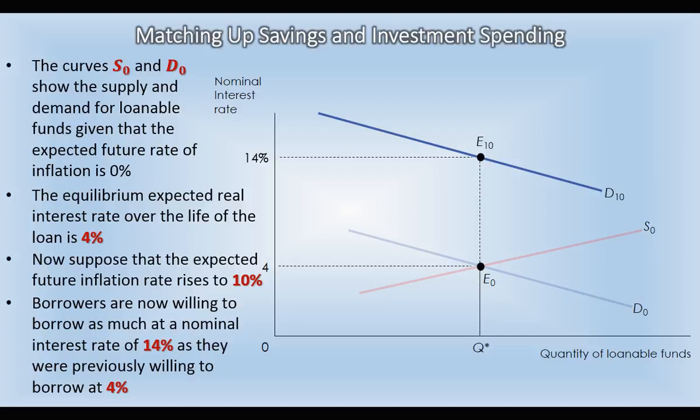And so if they expect there to be 10% inflation, then we expect the demand curve in the loanable funds market will shift up to the point where the new point of equilibrium will be at 14%. So at any given interest rate, what this is telling us is that folks are willing to borrow more.